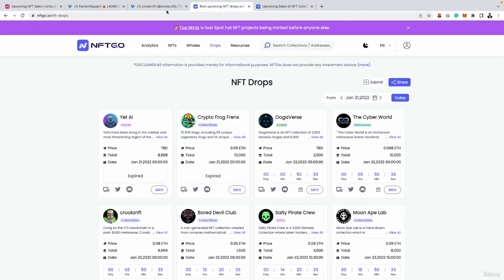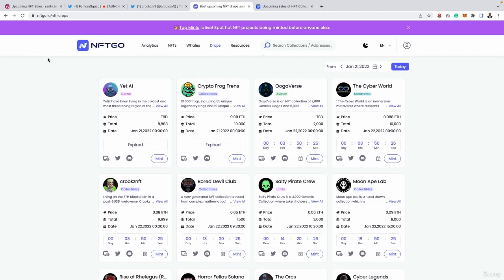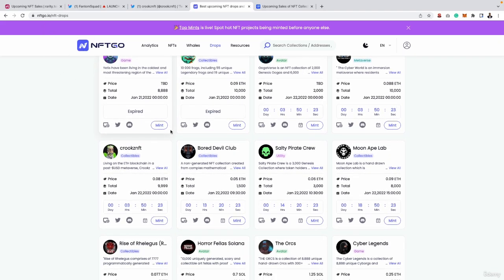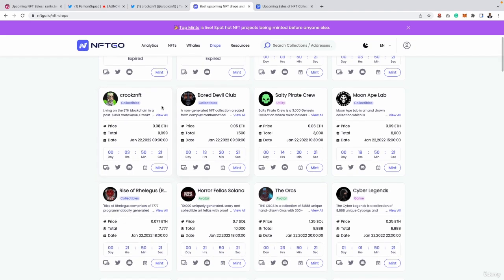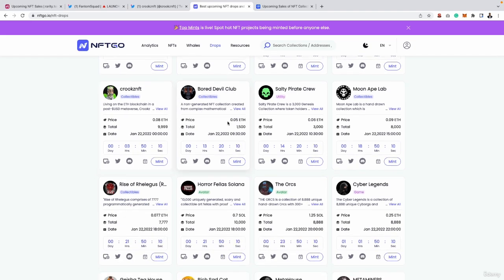Another website you can use to find out about upcoming drops is nftgo.io. Just simply go over to the drop section on the menu. And once again, just like Rarity Tools, you can see all of the upcoming projects and you get a good idea of the high level metrics as well, such as how much it's going to be to mint, how many NFTs there are in total in the collection, and you also get a date for when it goes live.